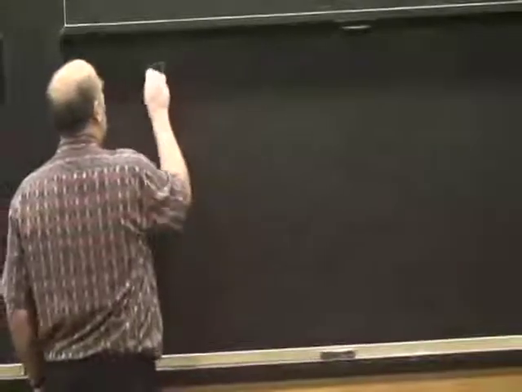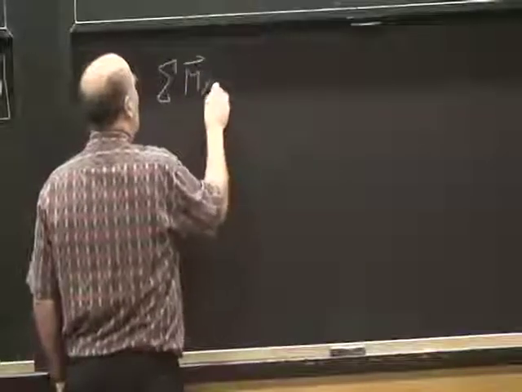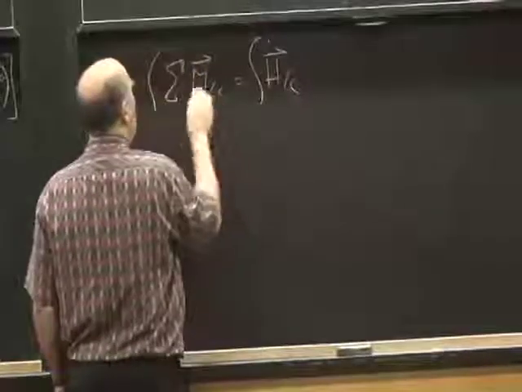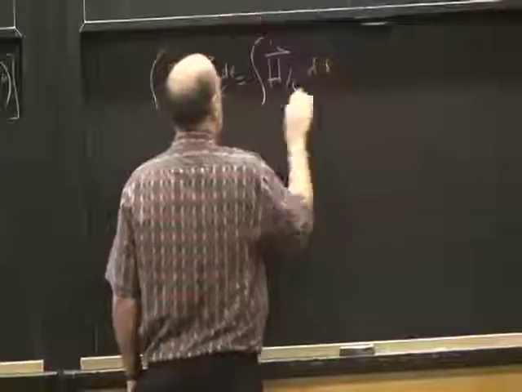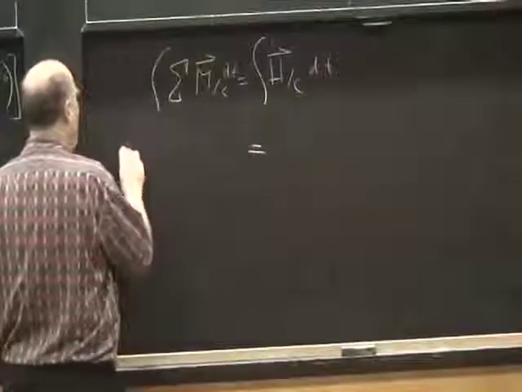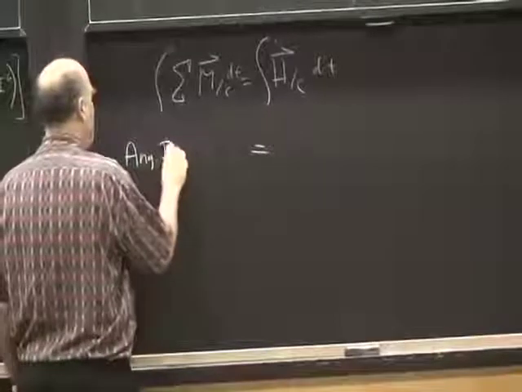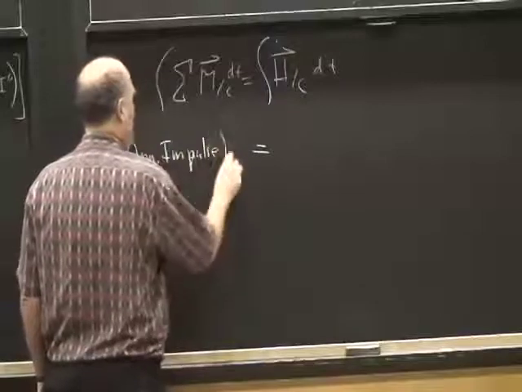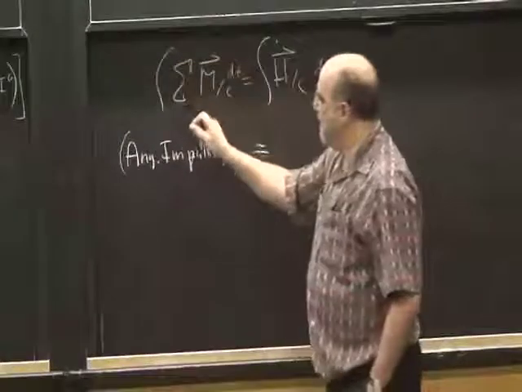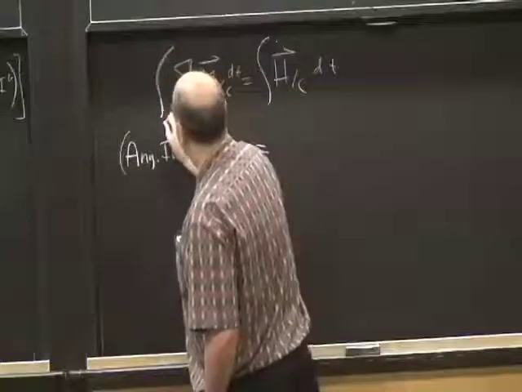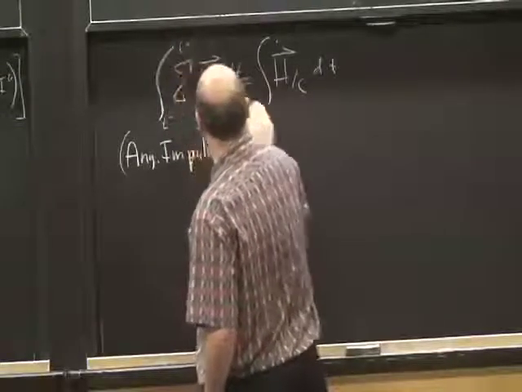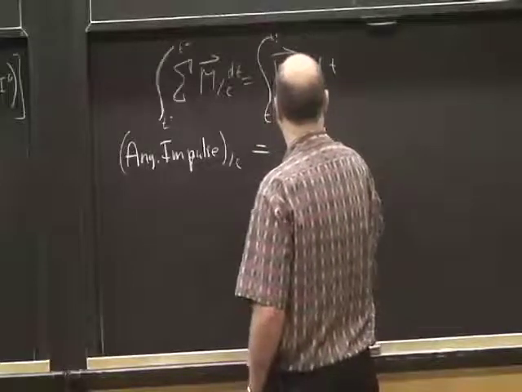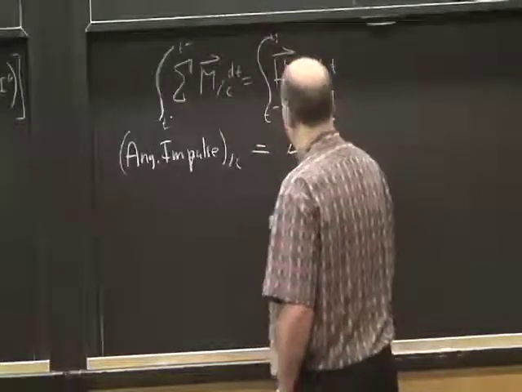If we start out by saying the sum of moments relative to C is equal to H dot relative to C, and we take the integral of both of these dt, what we get is that the angular impulse relative to C, that's what this quantity is, the integral of moment, that's an integral there, and this is from t minus to t plus, is equal to the change in the angular momentum relative to C.